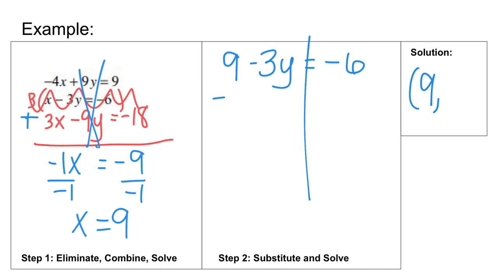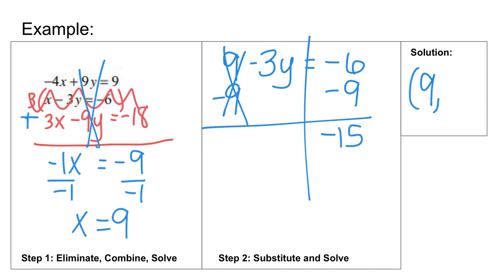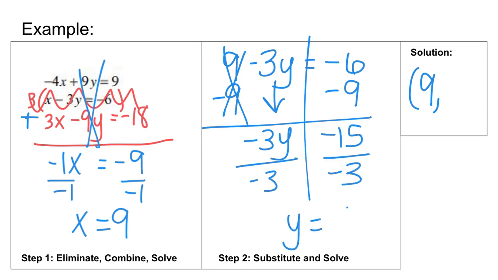All right, so I'm going to subtract 9 to cancel it. Negative 15, negative 3y. Divide both sides by negative 3. And I get that y is 5.